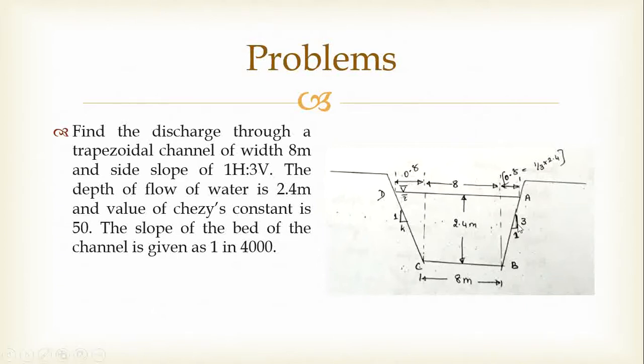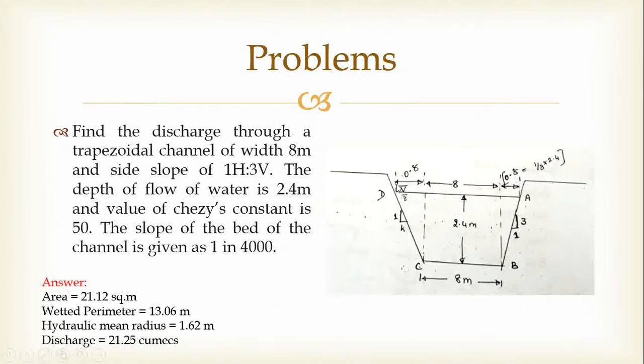See here they have given 1 horizontal to 3 vertical, but there we have calculated 1 vertical to K horizontal. So make sure if this should be 1, then this will be 1 by 3. So this value will be 1 by 3 into 2.4, that is 0.8. This is 0.8.